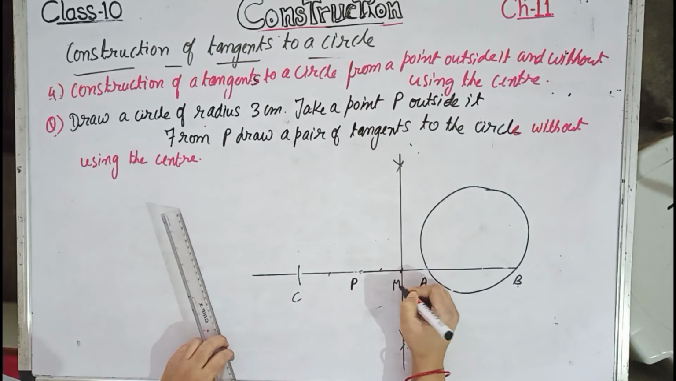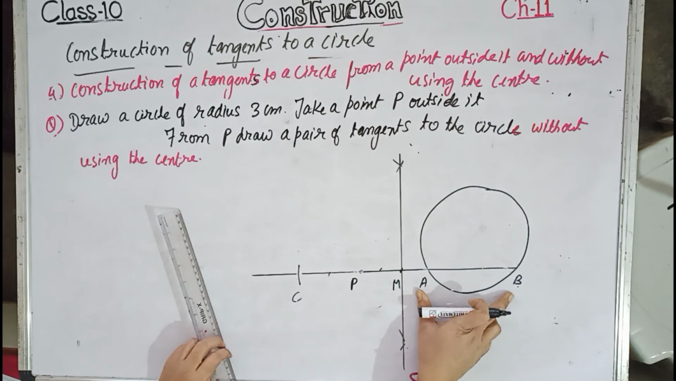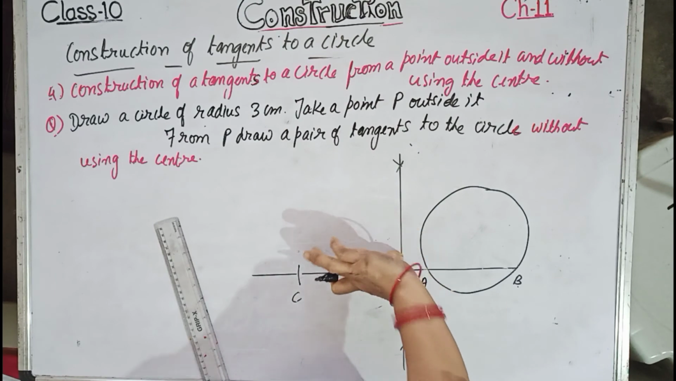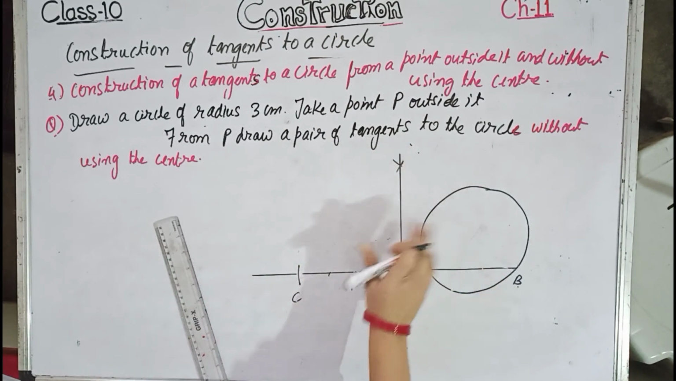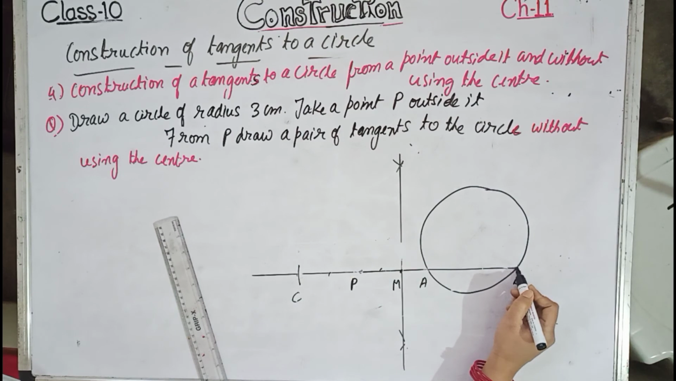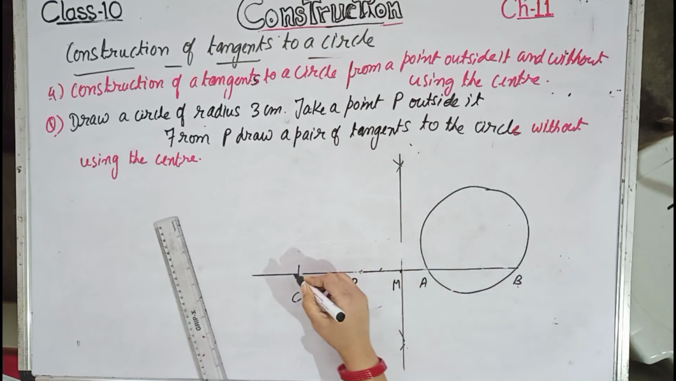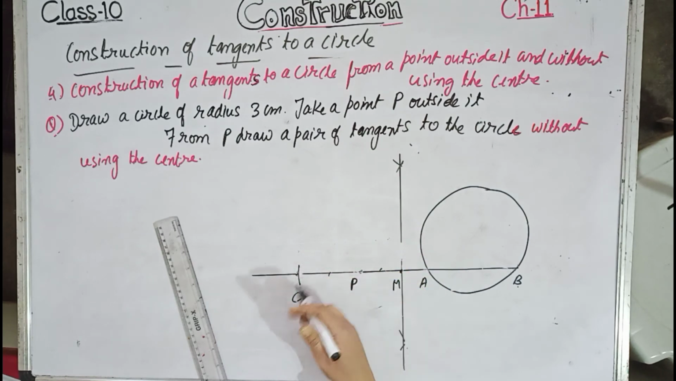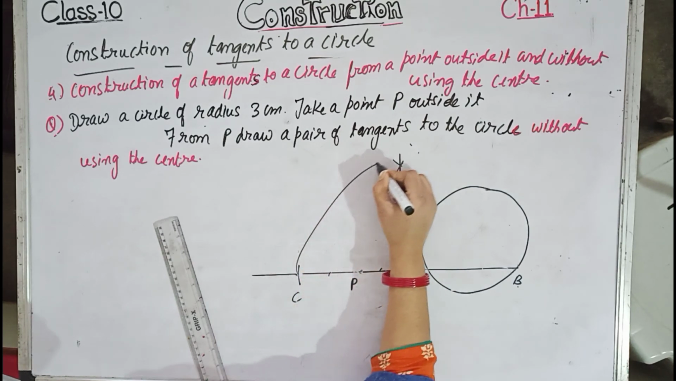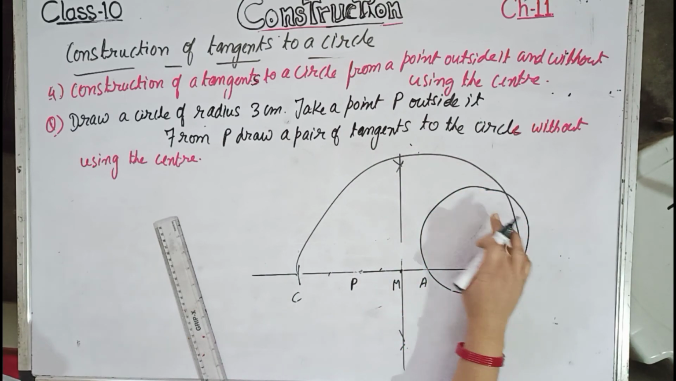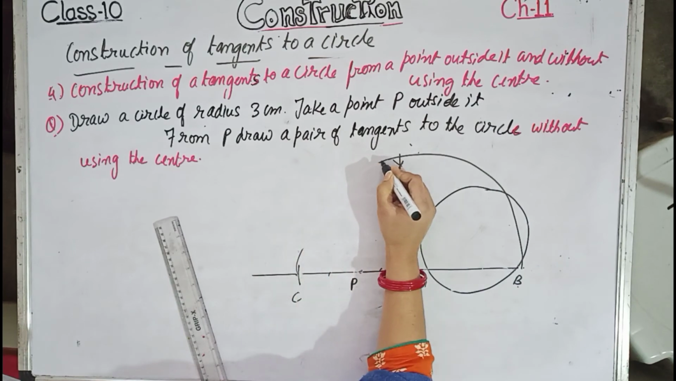This point you name as M. Now taking MC or MB as the radius, you draw a semicircle. Put the tip of the compass at M and taking MC as the radius, draw a semicircle. Because M is the midpoint of BC, the semicircle you draw will obviously end at B. So I am drawing over here, taking CM as the radius. It's not so neat, but to some extent you will get it like this.